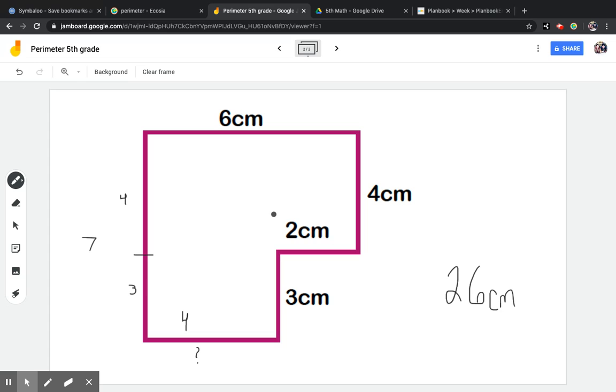So basically, perimeter is just adding all the sides together, and that's it.